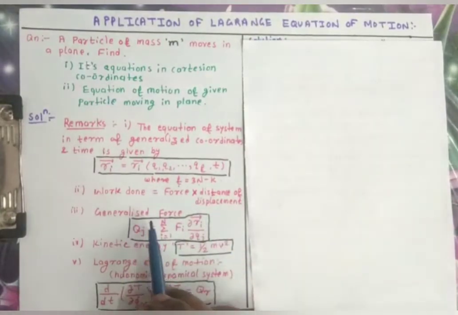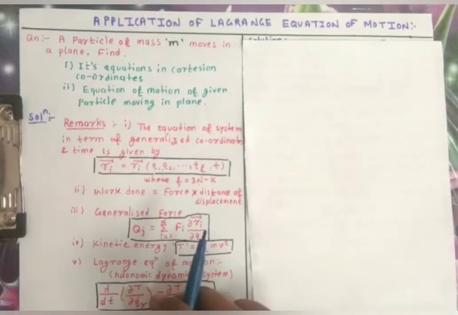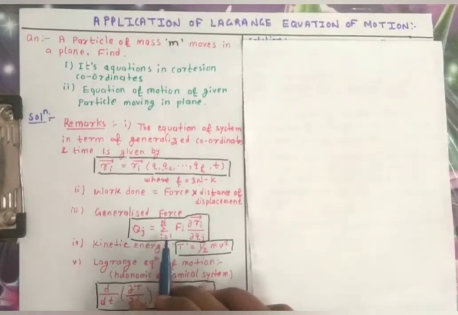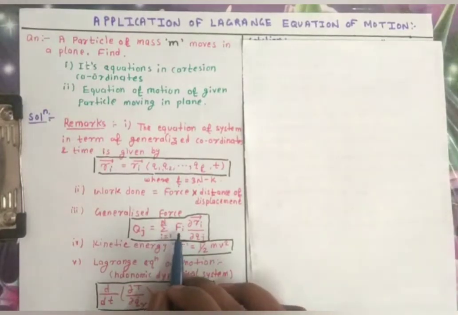Also, second point, work done is equal to force into distance of displacement. Third, about generalized force, we have already obtained generalized force for a generalized system. So here force is denoted by Qj, which is equal to the summation, i varying from 1 to n, of Fi into del ri by del qj, where Fi is the force on that particle.